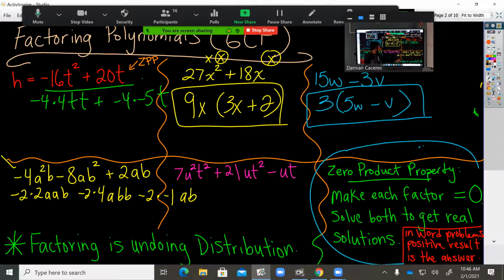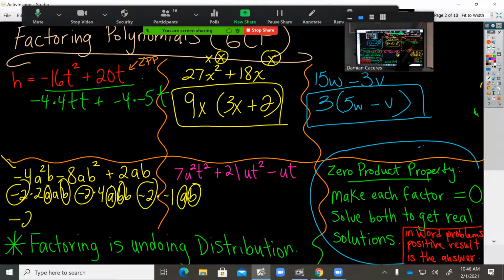Yeah. So now, what do they have in common? They all have a negative 2. They all have an a and a b. So my final answer is going to be negative 2ab, parentheses. And now what's left? 2a plus 4b minus 1.